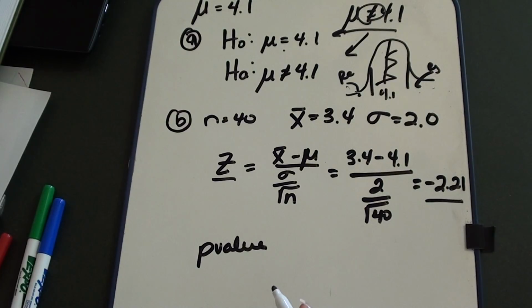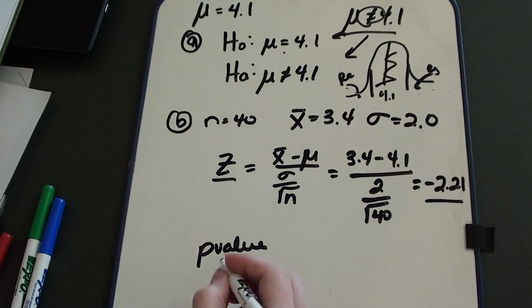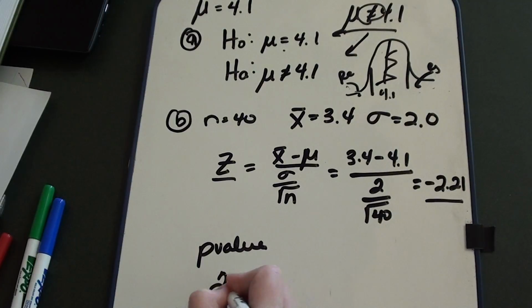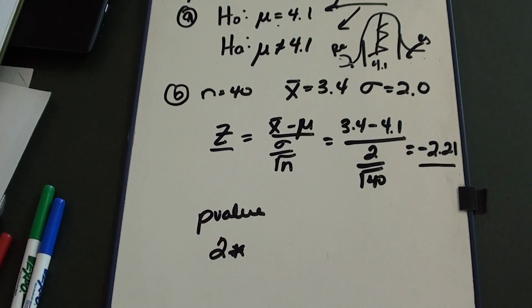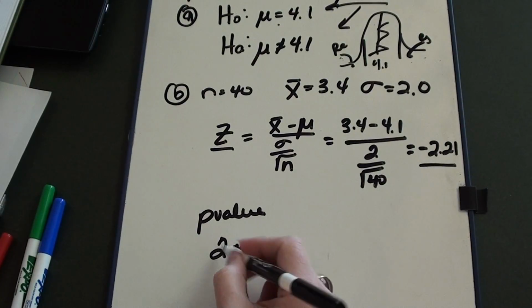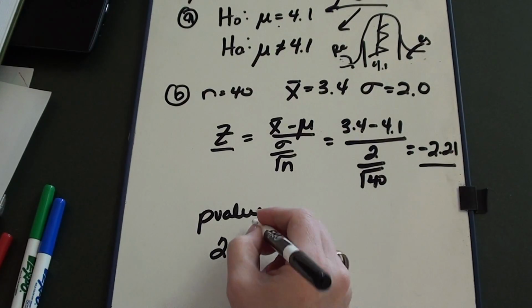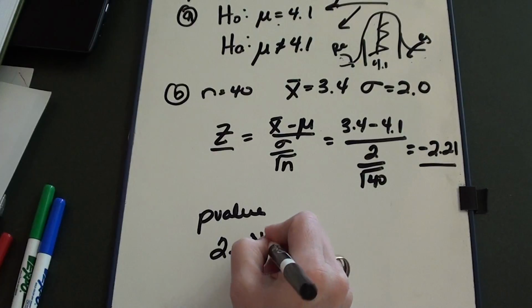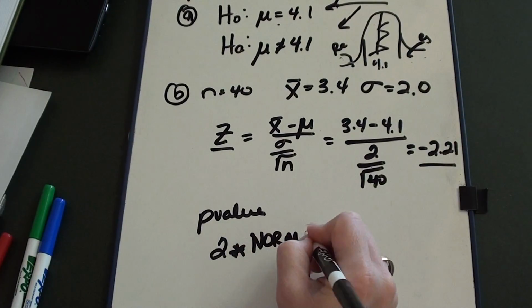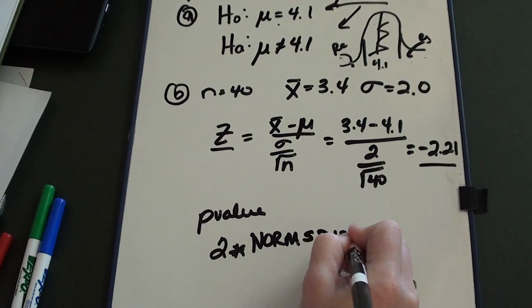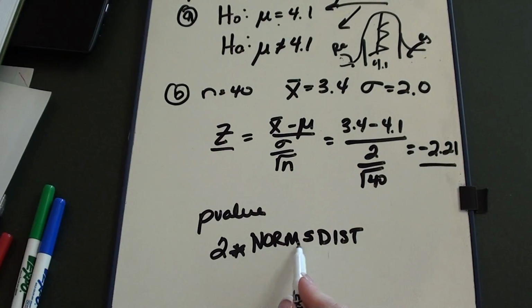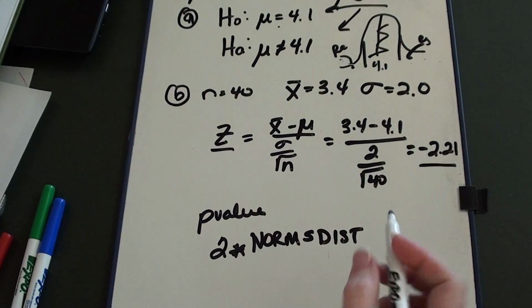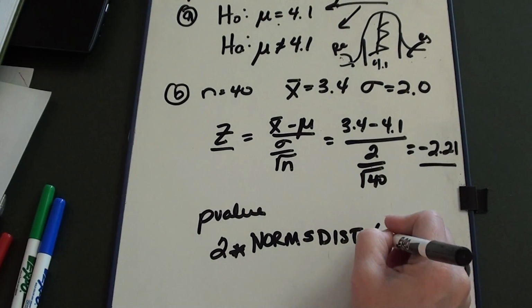To find the p-value on this, since it's a two-tail, we're going to do 2 times, and that's just what you would put into Excel. If it had been a one-tail, you wouldn't have done the 2 times; you would just type this next part. We're going to use NORM.S.DIST, and then all you have to do is plug in one number.